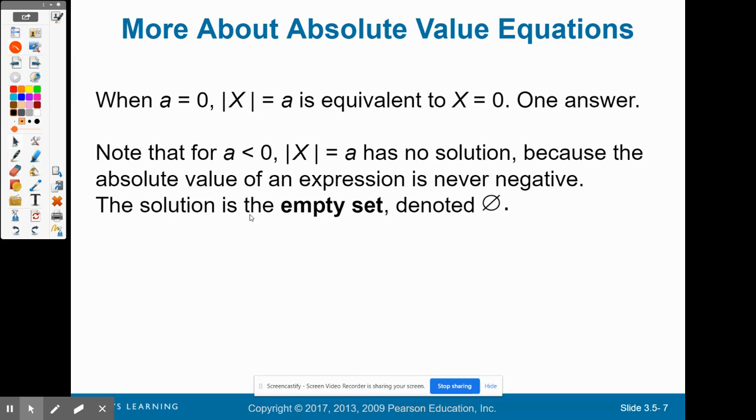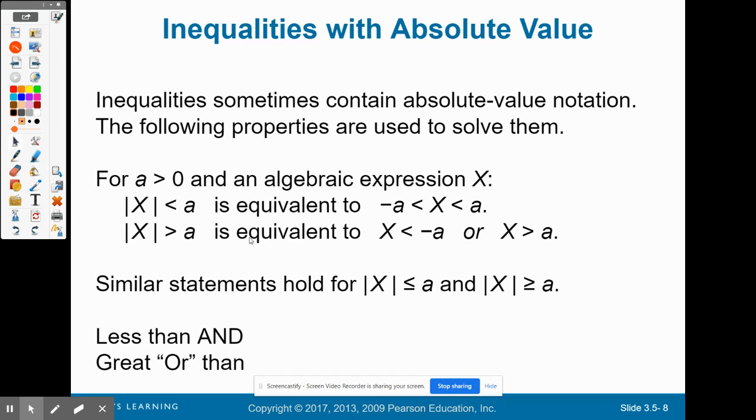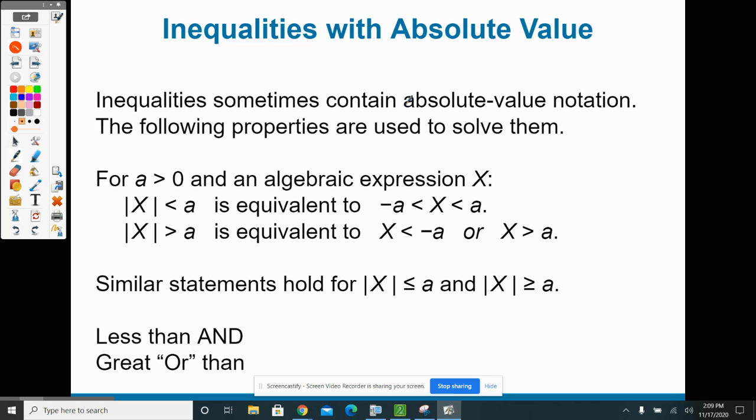So what about if you have inequalities? When you have absolute value inequalities, you're going to get two different possible cases. You're going to get either an and statement or an or statement. How can you figure this out? Well, you need to remember this. Less than is an and. And then you need to remember greater than. If it's a greater than sign, it gets the or.